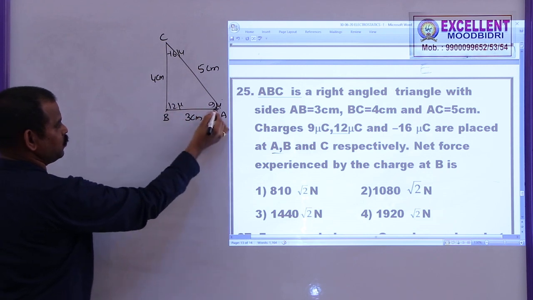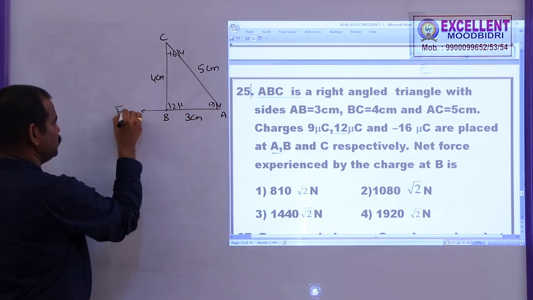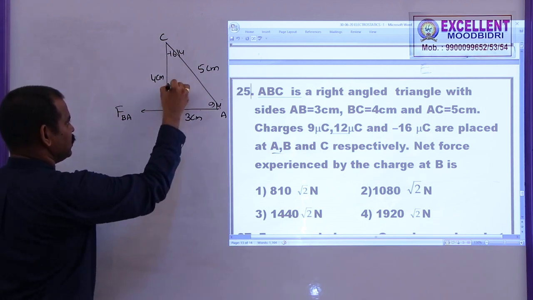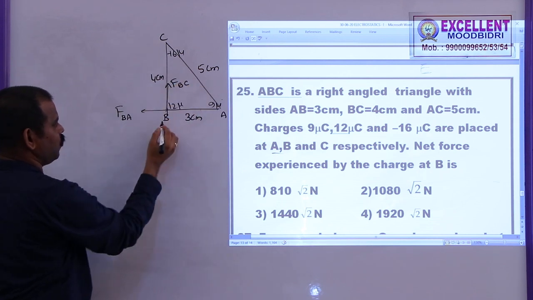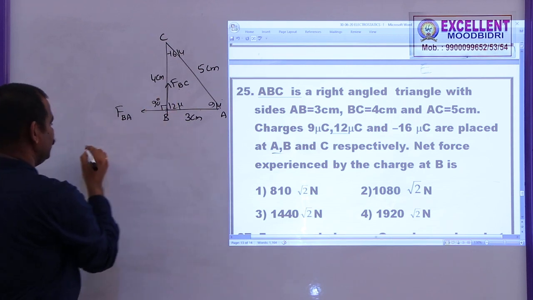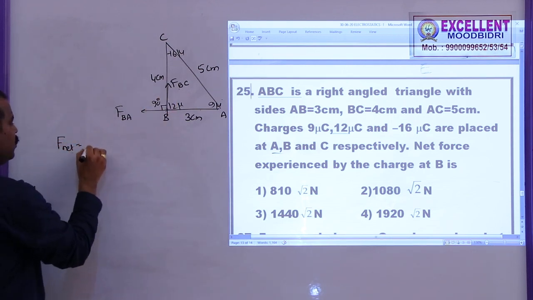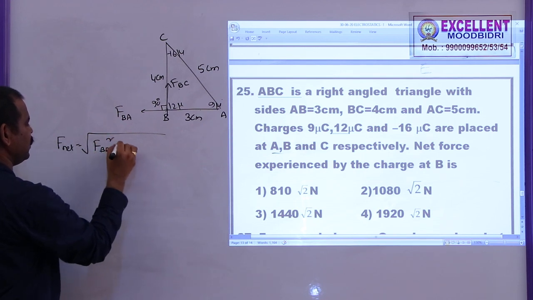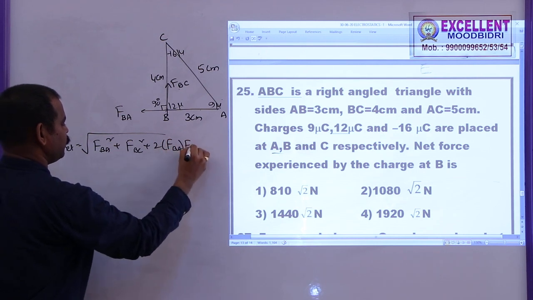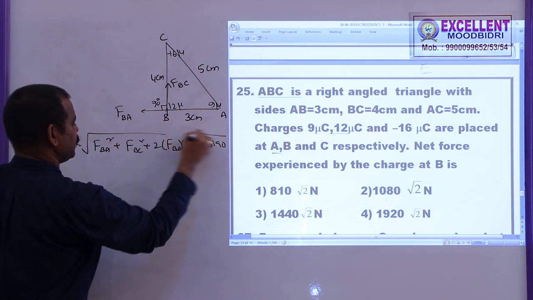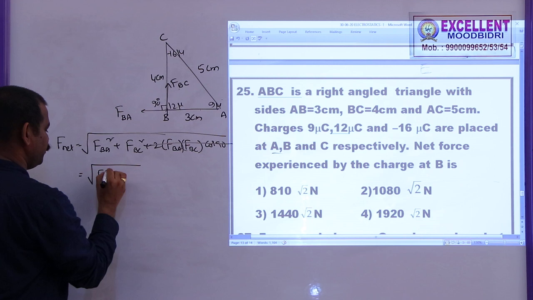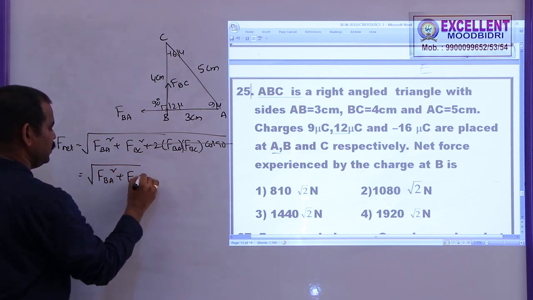We know that this is positive, positive, so these two repel each other. This is FBA, force experienced by B due to A, and this is FBC, force experienced by B due to the charge C. Now these two are perpendicular. So the net force is given by root over FBA square plus FBC square plus 2 FBA FBC cos 90. We know that cos 90 is 0, so this will become root over FBA square plus FBC square.